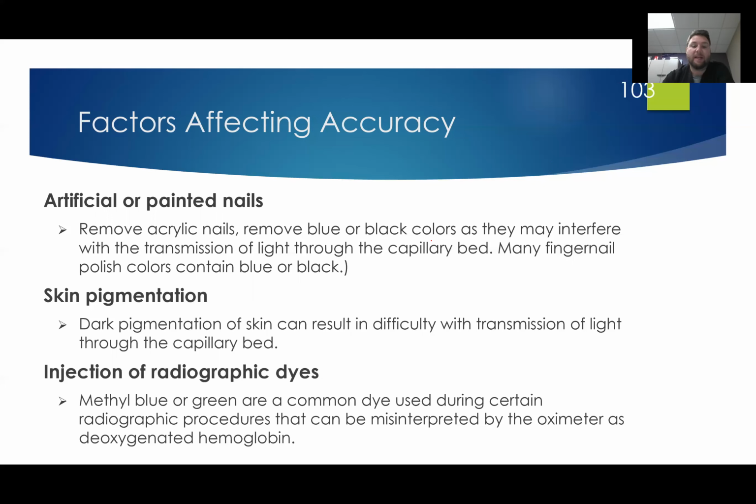Having artificial or painted nails is going to block the light going through, and so that's not going to work. You may need to go to a toe or an ear if the toes are painted as well. Dark skin pigmentation can affect it as well, the transmission of light. Injection of radiographic dye is another one. If somebody went to CT and had some dye injected, it may mess with your results since you have dye floating around in your blood.